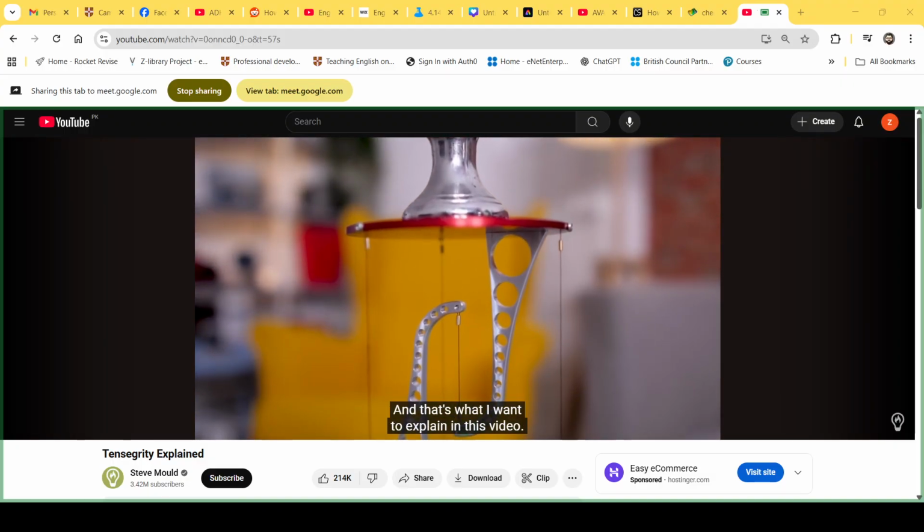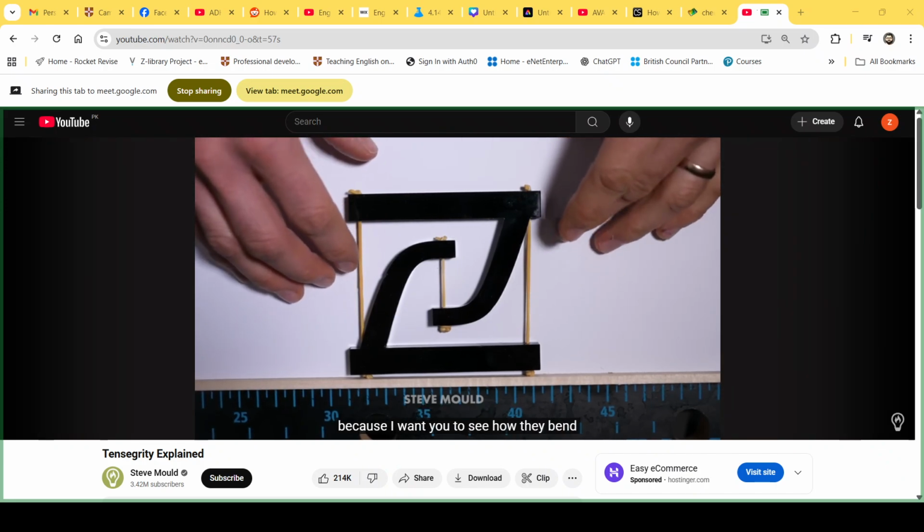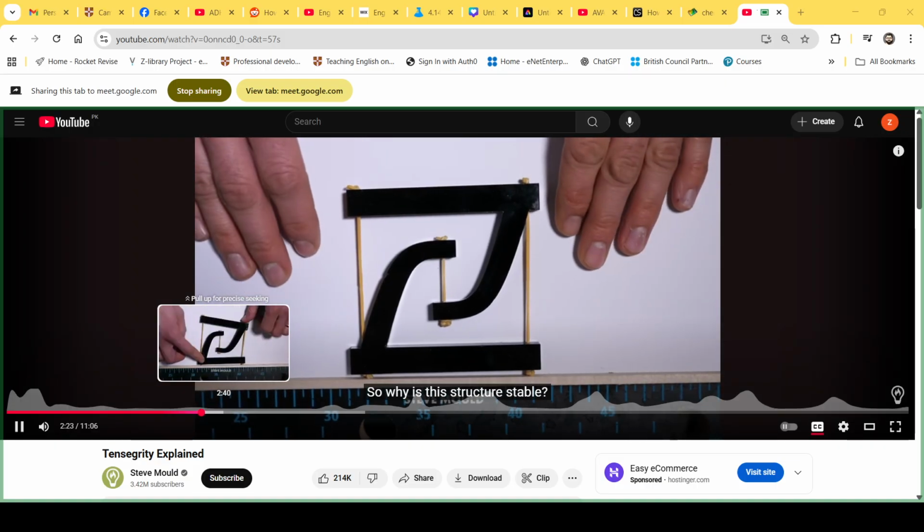Like, how is that possible? And that's what I want to explain in this video. So here's the 2D version, and I built it with elastic bands instead of wires because I want you to see how they bend and stretch when you try to collapse the structure. So why is this structure stable?